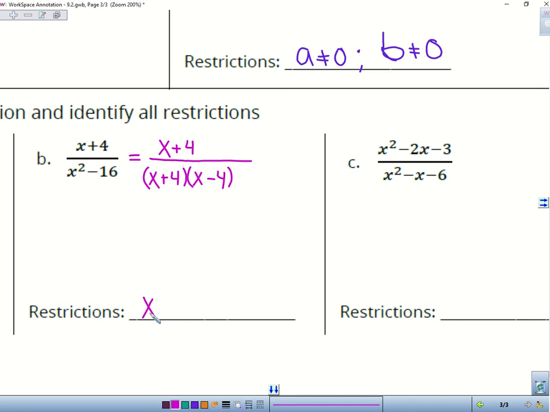What are my restrictions? 4 and -4. So if you want to write it as two separate statements, or you can write it as plus or minus. Does anyone have any questions about that? Okay. What's going to cancel out here in the top and bottom? X plus 4. So what is my final answer? 1 over x minus 4. Mm-hmm.